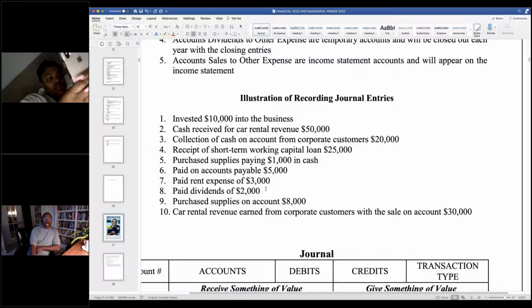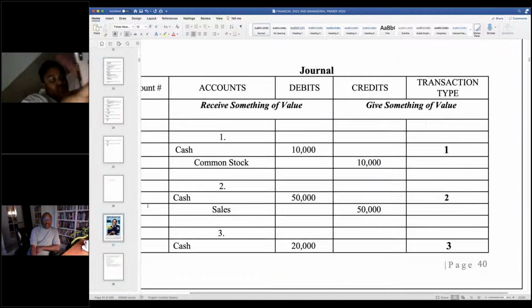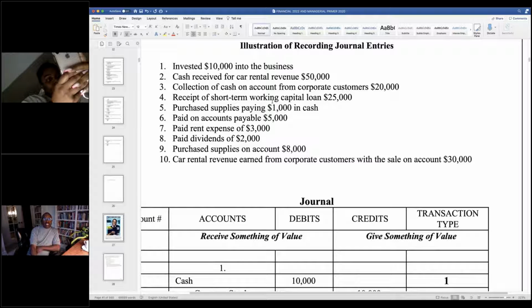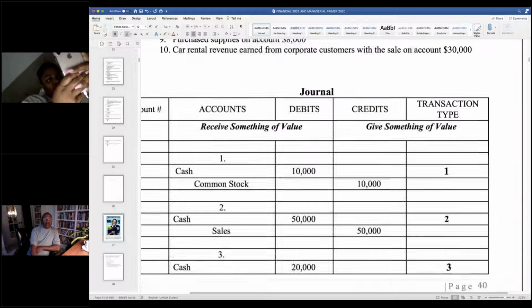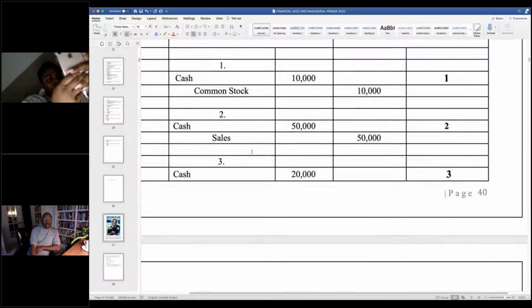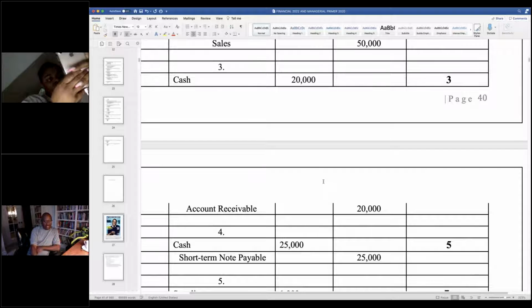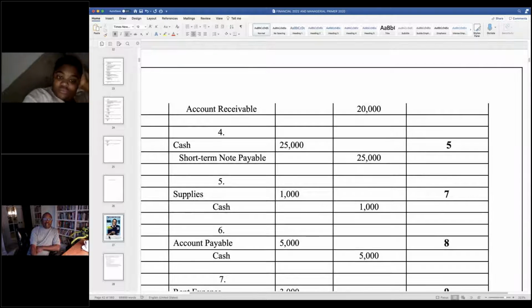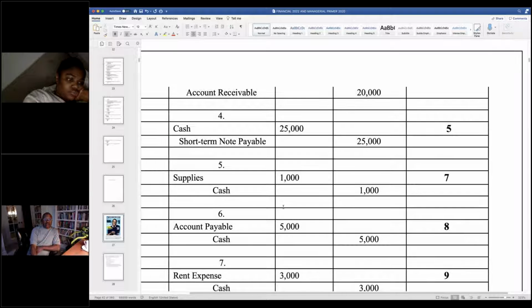We had a cash sale of $50,000, debit cash, credit sales $50,000. Collection of cash on accounts from corporate customers, $20,000. Type 3, we debit cash, credit accounts receivable. Then we borrowed $25,000 on a short-term note. We debited cash, credited short-term note payable. We bought supplies for cash, debited supplies, credit cash.